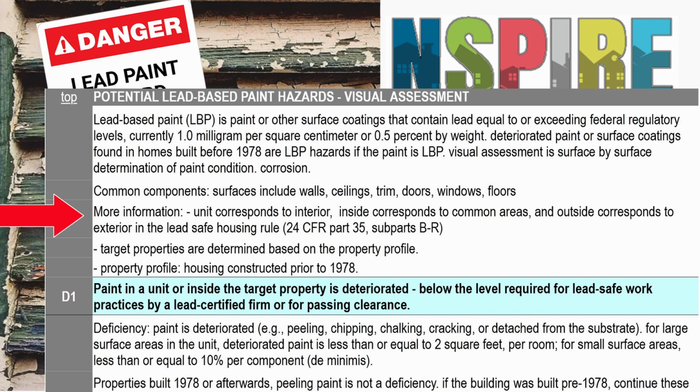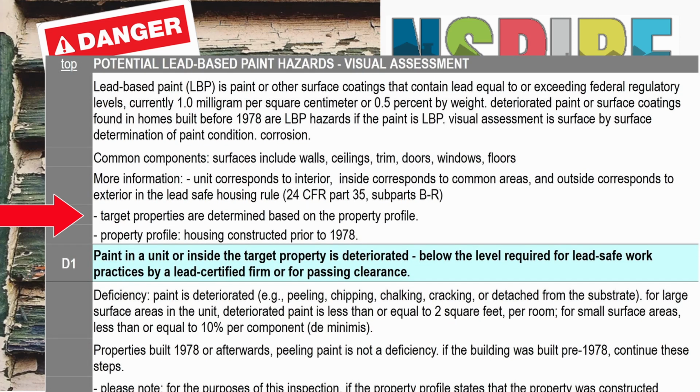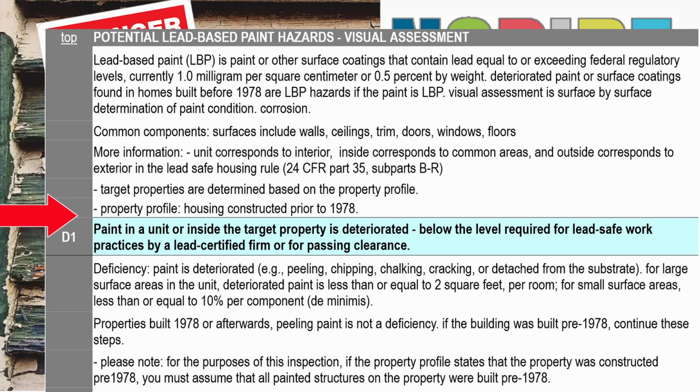More information. Unit corresponds to interior, inside corresponds to common areas, outside corresponds to exterior in the lead-safe housing rule, which is 24 CFR Part 35, subparts B through R. Target properties are determined based on the property profile. Property profile is any housing constructed prior to 1978.